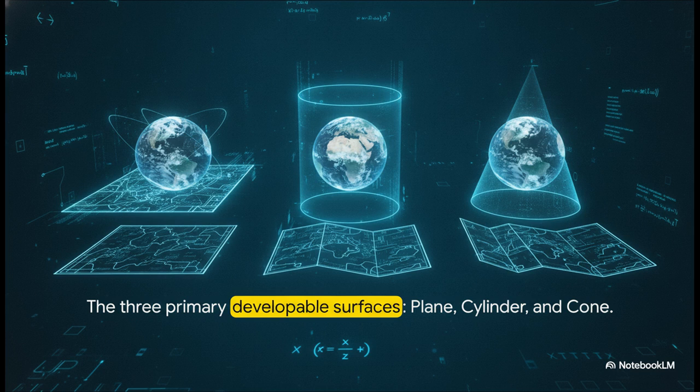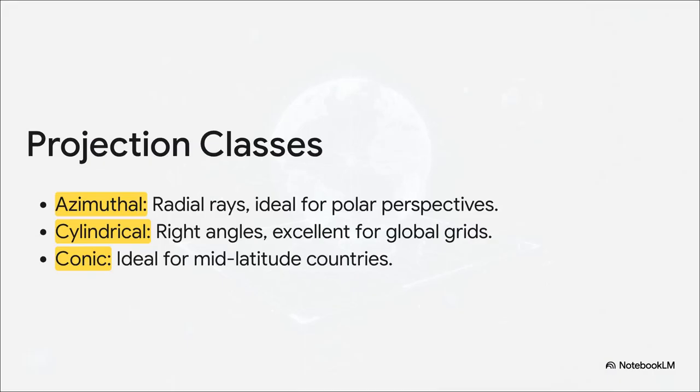You project the Earth's surface onto the mold, and because planes, cylinders, and cones can all be unrolled or laid flat without tearing, they successfully give us our final 2D maps. So, the crucial point here is that the shape you choose entirely dictates the layout of your final map. Planes give us azimuthal views. Imagine balancing a flat piece of paper on the North Pole. You get a radial view that's perfect for polar perspectives.